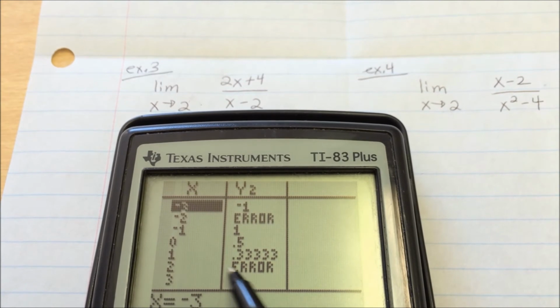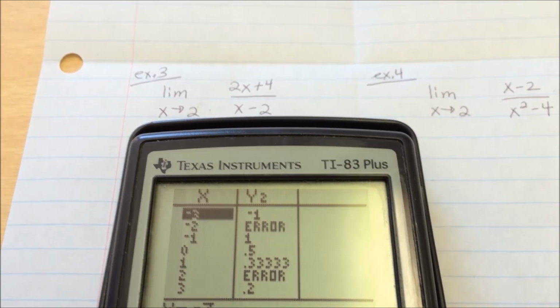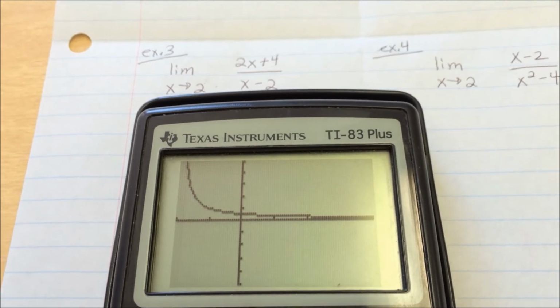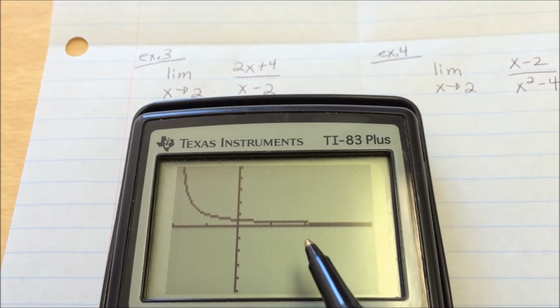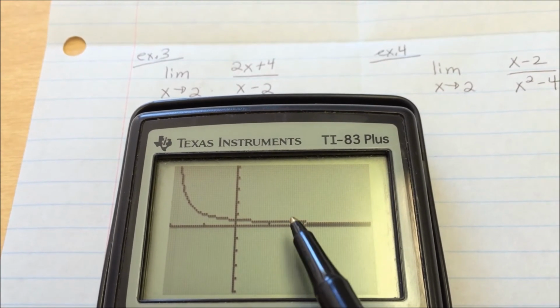So at x = 2, there's an error. An error tells me on the calculator that when I graph that out, it's either going to be a vertical asymptote or an open circle. Obviously, I don't see a vertical asymptote right here, so that's going to be an open circle right there.